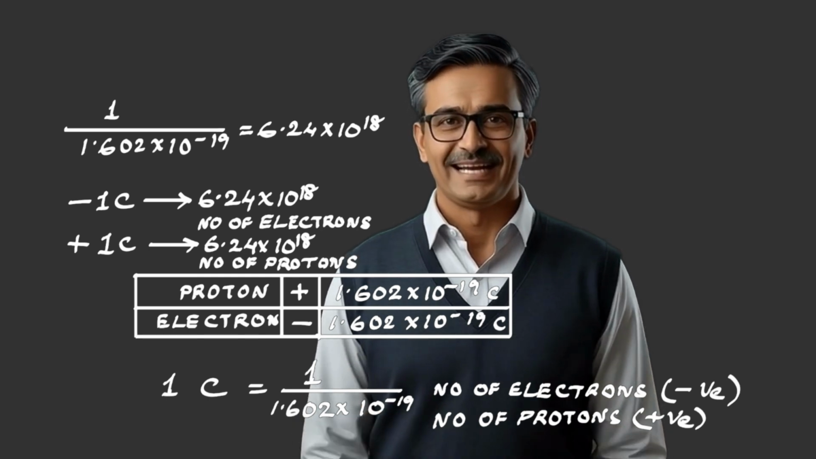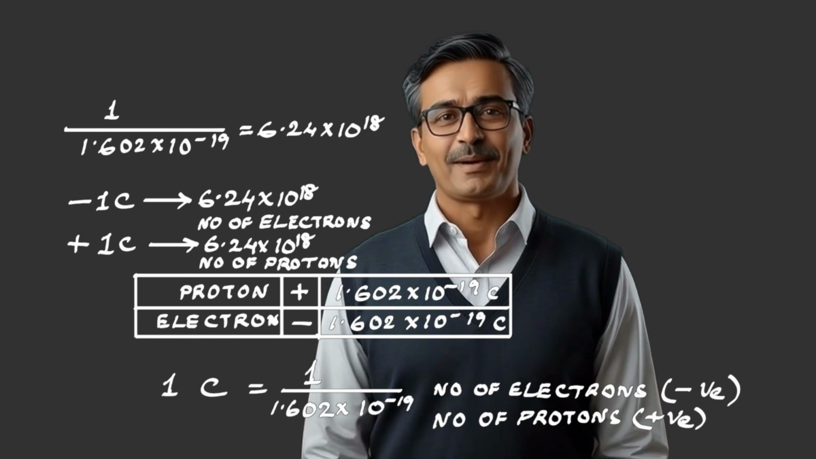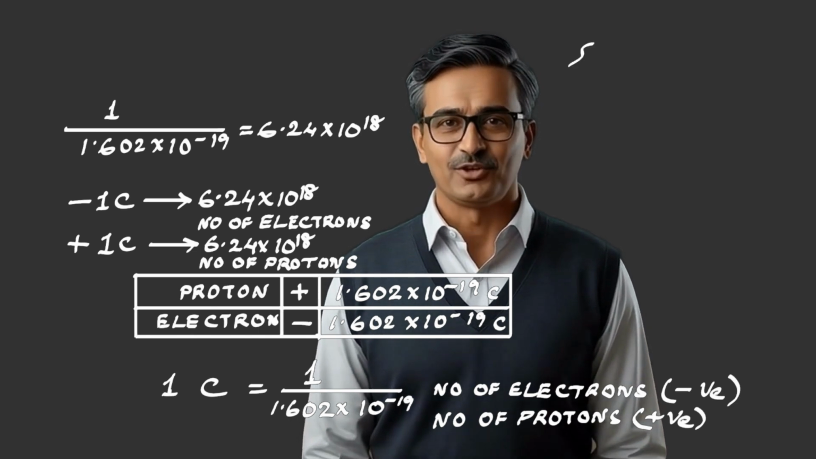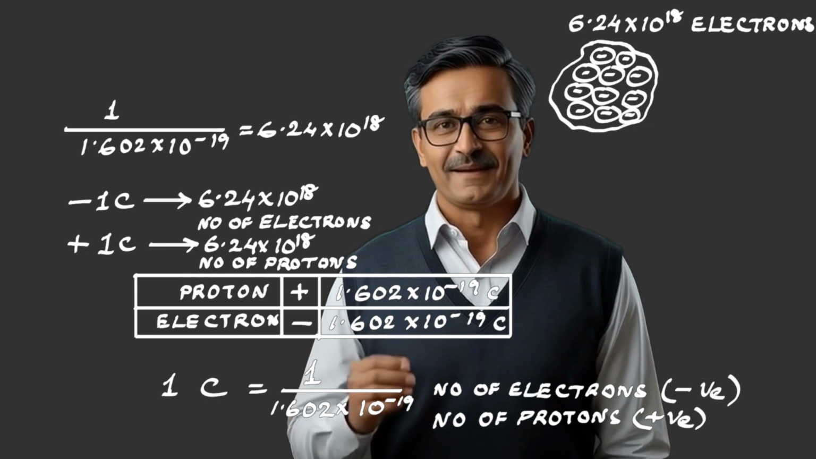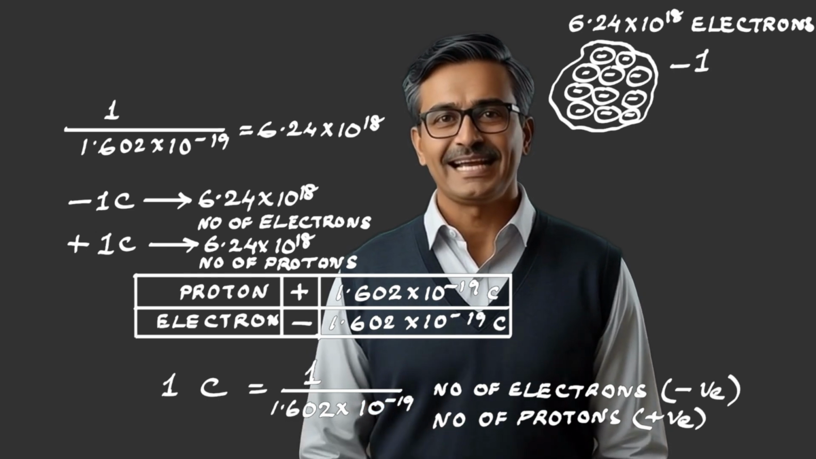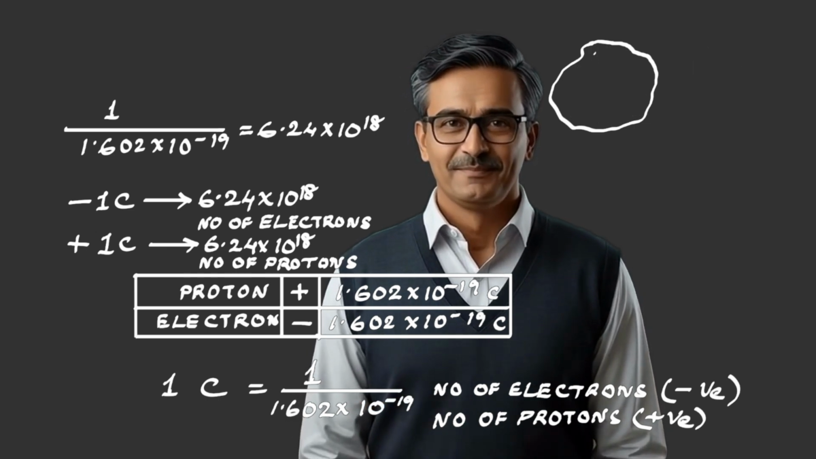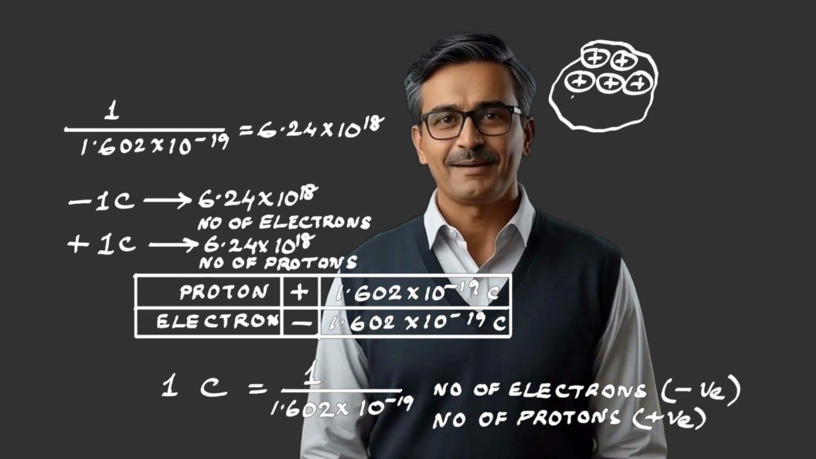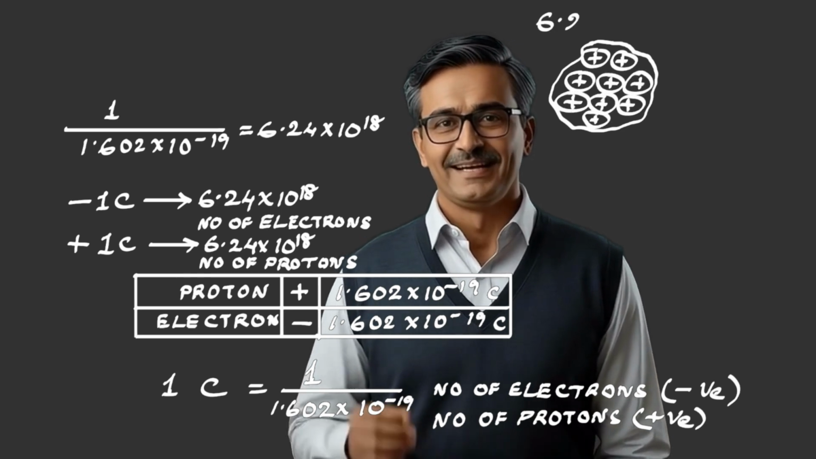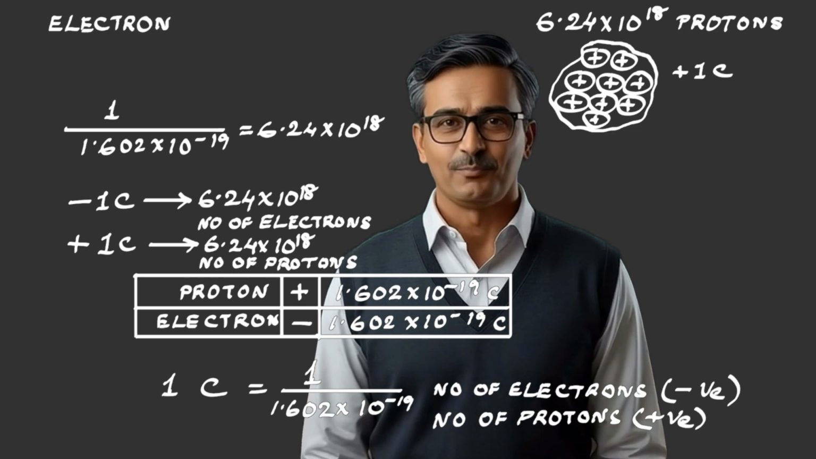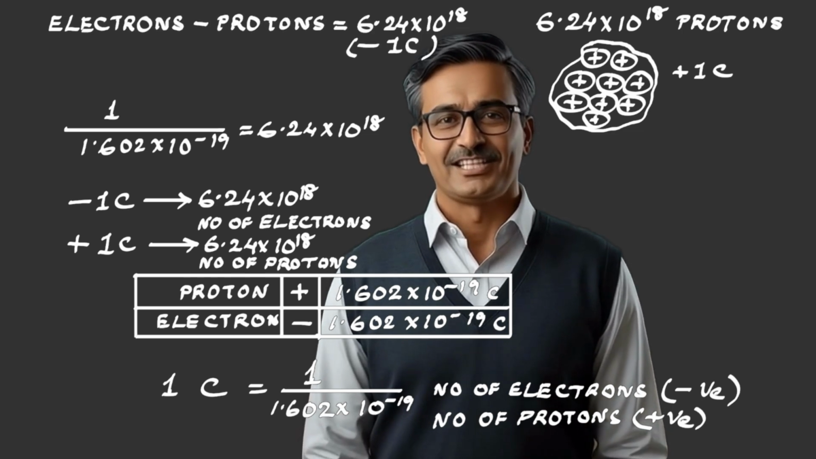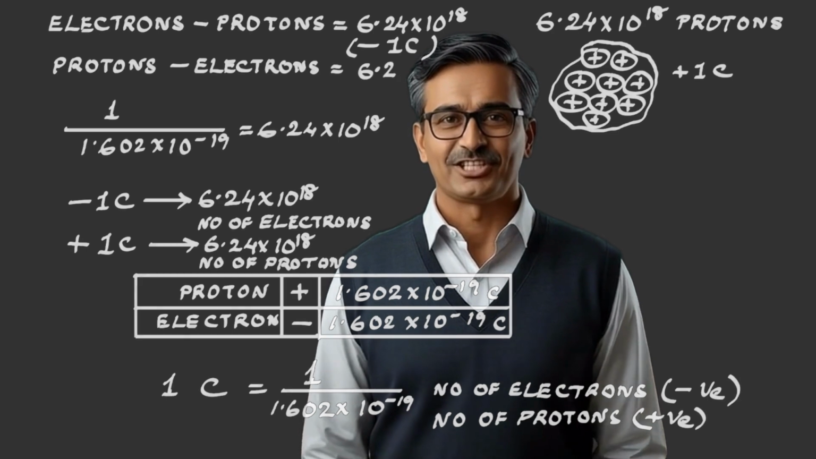Now actually, any matter or element is made up of billions and billions of atoms. So, if the entire body contains an excess of 6.24 into 10 to the power 18 electrons, then we say that the body is negatively charged by 1 coulomb. And if there is a deficiency of the same number of electrons, then we say that the body is positively charged by 1 coulomb. Hope you got the basic idea of electric charge, how a body becomes positively or negatively charged, and how this charging condition is measured.